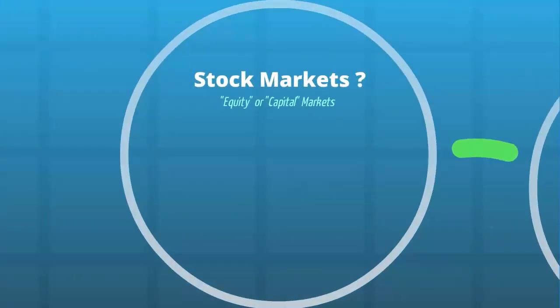Stock markets are also sometimes called equity markets or capital markets, and they're centers where shares are publicly traded by public companies. So they're called public companies because their shares trade publicly. It's pretty much as complicated as that part of the process gets.